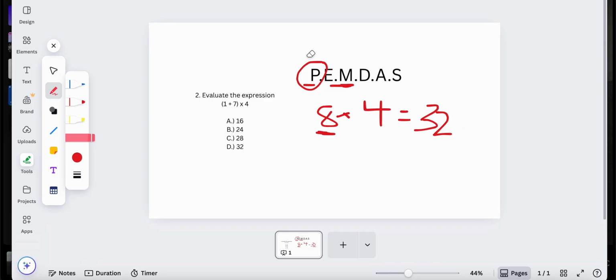Then moving on to the next question. By the way, the answer for this one will be D. 2 will be D. Now moving on to the next question.